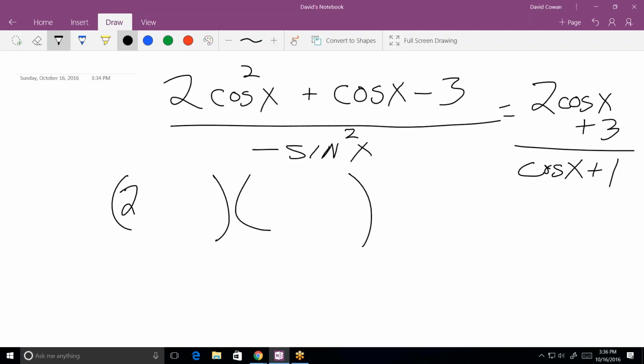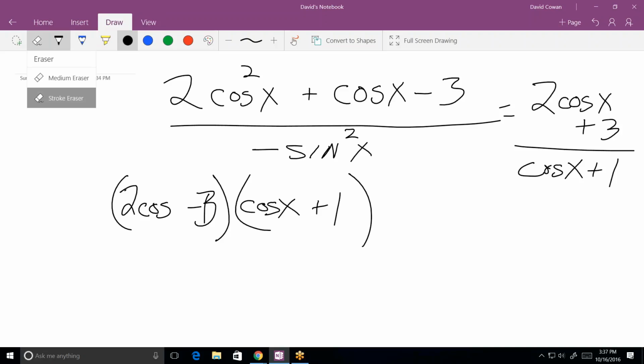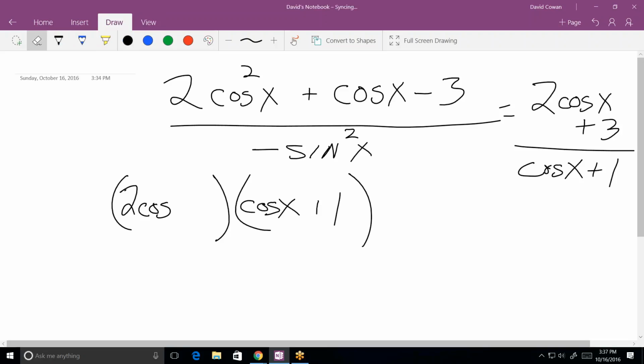If I factor the top, that looks factorable. It looks like it must be this. No. Minus 3 plus 1. No, it gives a minus. It's got to be this way. Wait, how did you get that? How did I factor it?